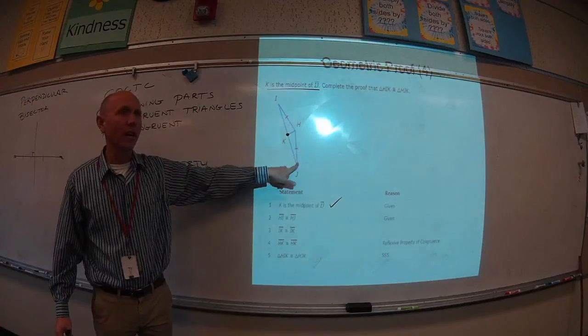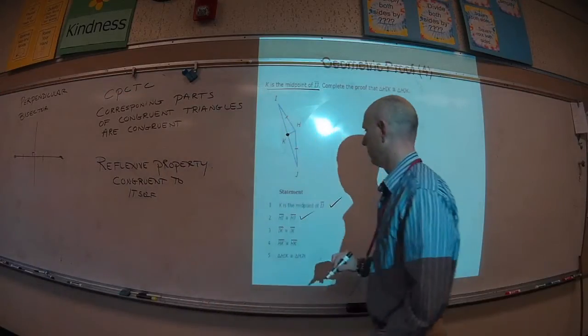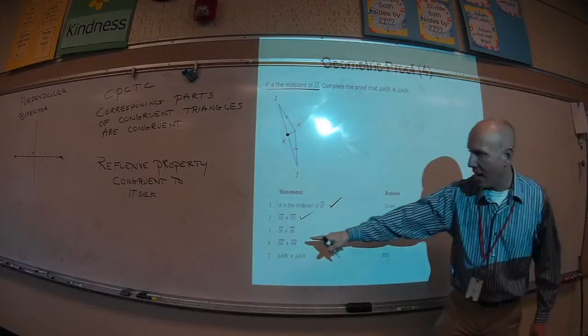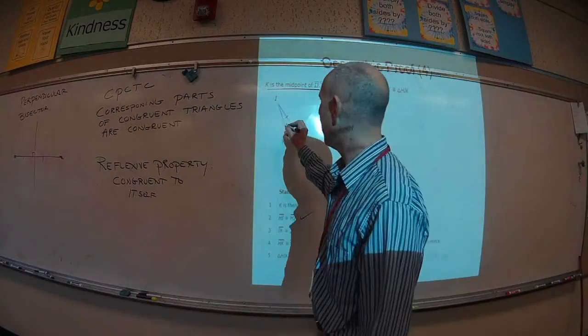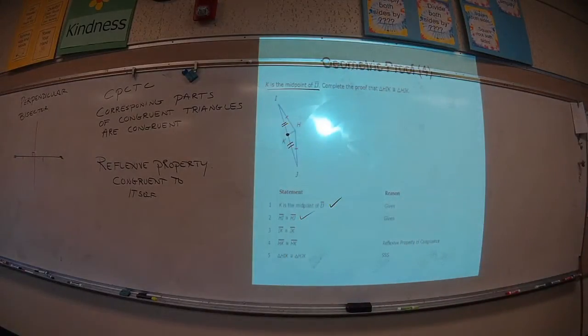How do I know that this is congruent to that? How do I know that, Lizette? It's given. IK equals JK. How do I know that? Perfect. Not reflexive. Reflexive is saying that I am the same as myself. Yes. Write that down. Good.